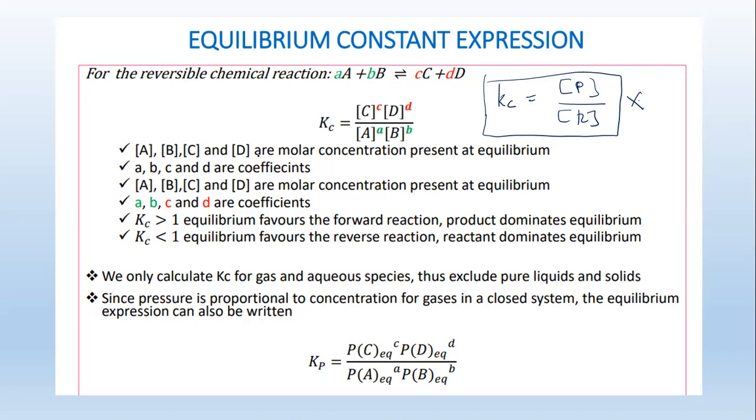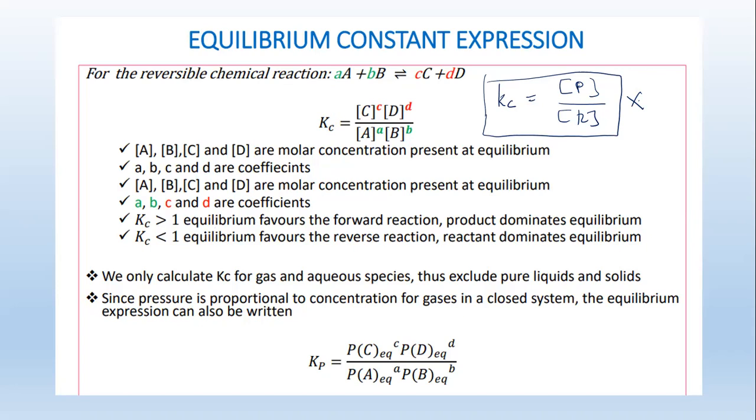So A, B, C, D, we call them the molar concentrations. And again, pay attention to the notation. For concentration, we use square brackets, okay? We don't use round brackets. We use square brackets to denote concentration. So Kc means the equilibrium constant using concentration. And a, b, c, and d are coefficients. Like I said, make sure that your chemical equation is always balanced.